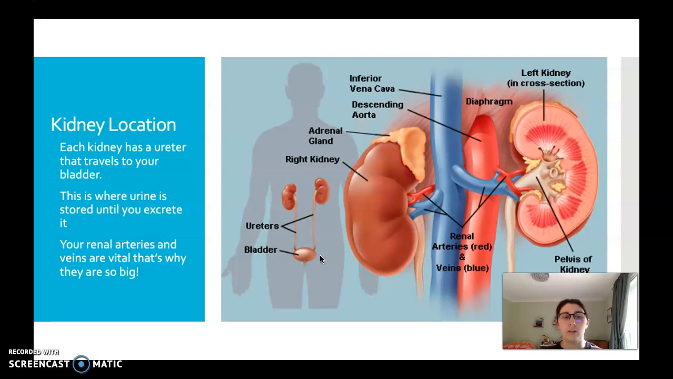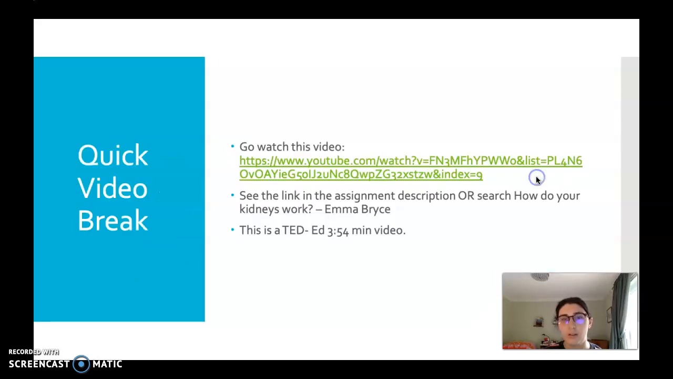So your renal arteries and veins are really vital to this process. So you can see here, remember, the arteries are going to be red because they're oxygenated, and then the veins are blue because they're deoxygenated. So they go in here and then come out again. You've got them on both sides there. And you can see this is your diaphragm as well, so right below your diaphragm.